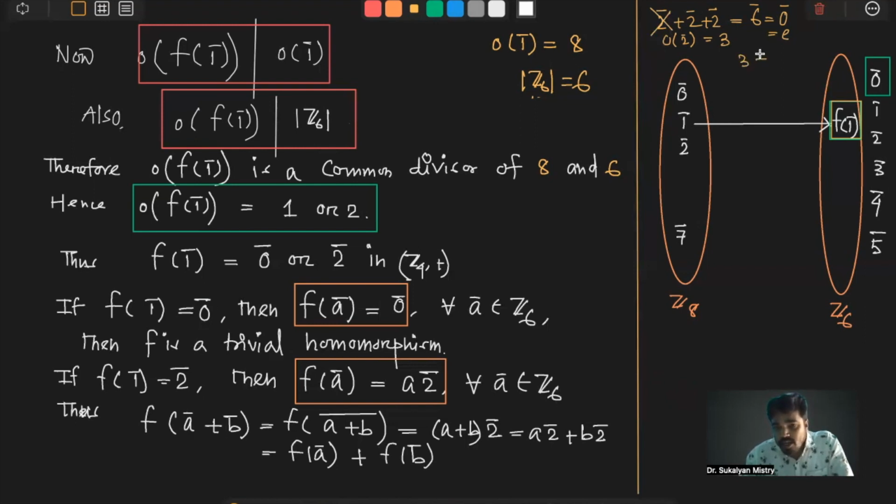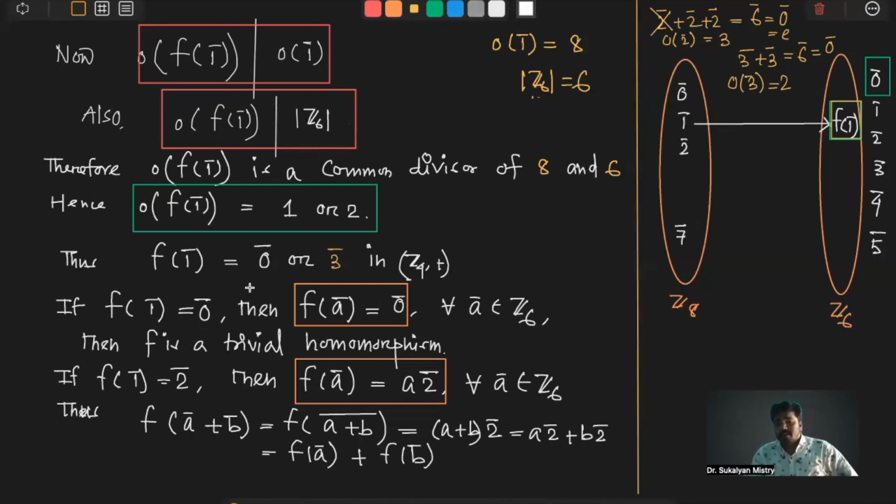3 কে যদি তুমি দুবার অ্যাড করো তাহলে কত পাচ্ছ? 6। আমরা Z6 কনসিডার করছি এখানে, Z6 এ 6 কে 6 দিয়ে ডিভাইড করো, রিমাইন্ডার হচ্ছে 0। সো অর্ডার অফ 3 বার কি হচ্ছে? 2। তার মানে Z6 এর মধ্যে 3 বার এই এলিমেন্টের অর্ডার হচ্ছে 2। ঠিক, সো f1 বার কি হবে? f1 বার হচ্ছে 3 বার। So f of 1 bar is 3 bar। Clear?